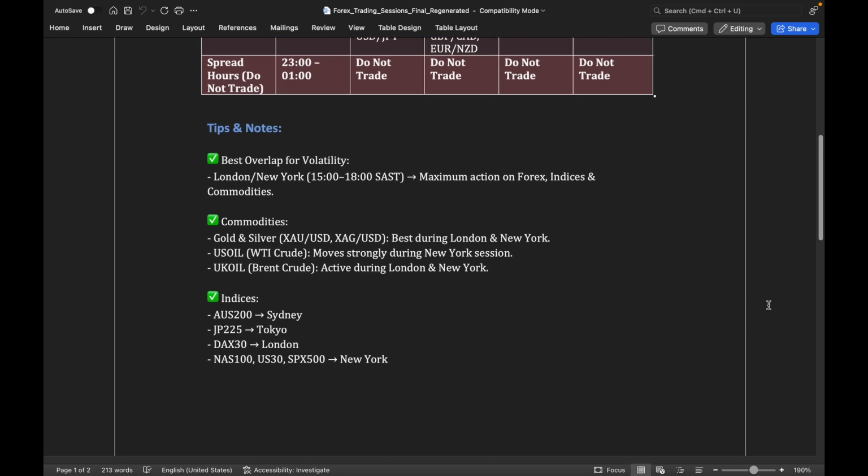And also I have a few tips that I want to share with you guys. The first one is that the best time to trade is during that overlap between the London and New York session, especially if you love trading on the lower time frames, for the scalpers.